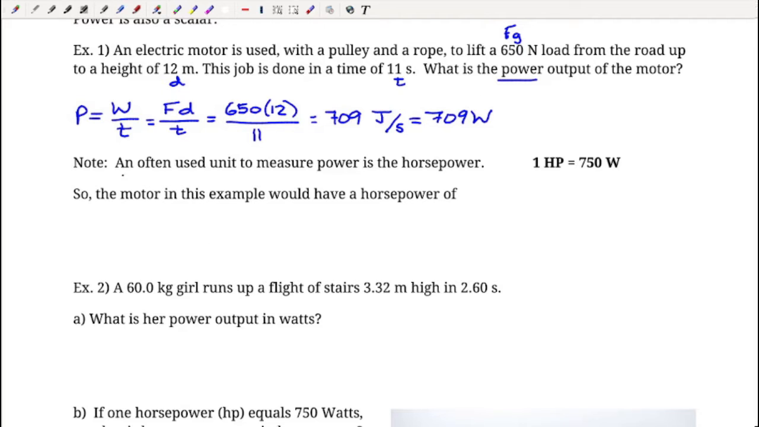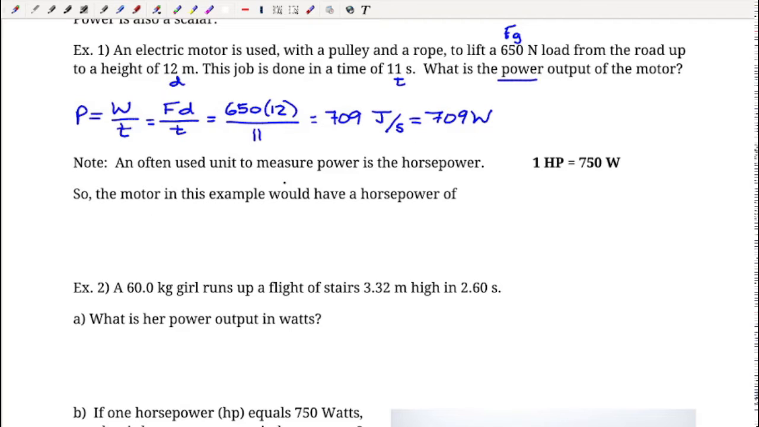But we have a little note down here that says, an often used unit to measure power is the horsepower. And they talked about horsepower in the short video clip you watched at the beginning. 1 horsepower is equal to 750 watts. So sometimes we are asked to convert from watts into horsepower so that your quote-unquote clients could compare with 1 horse. So let's see what we get.